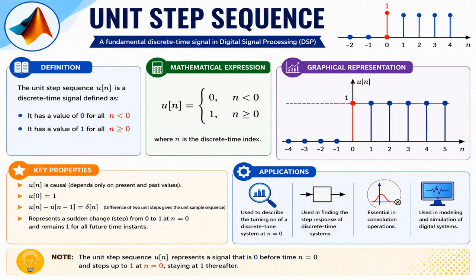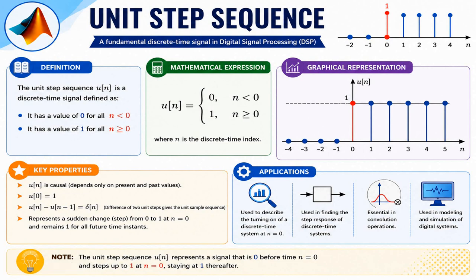So here you can see first the definition. The unit step sequence is denoted by u of n, that is small u of n, a discrete time signal that changes from 0 to 1 at the time instant n equal to 0.